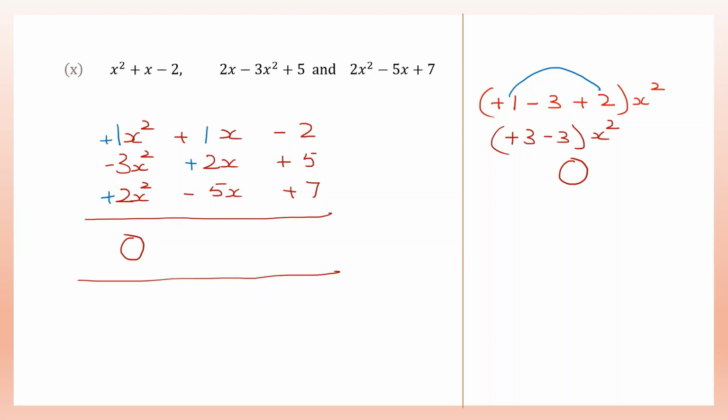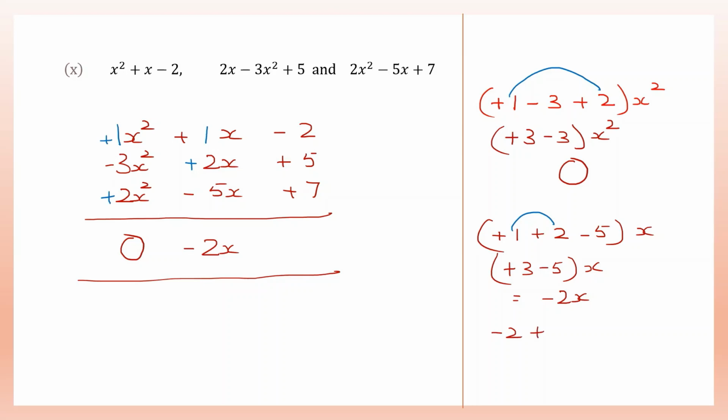Let's write down all the numbers for x. Plus 1 plus 2 minus 5x. Add up the numbers with the same sign. So we get plus 3 minus 5x. When signs are different, put the sign of the bigger number and subtract. 5 minus 3 is 2. So here we get minus 2x. The last one, minus 2 plus 5 plus 7. Add up the numbers with the same sign. So minus 2 plus 12. When signs are different, put the sign of the bigger number and subtract. 12 minus 2 is 10, plus 10.